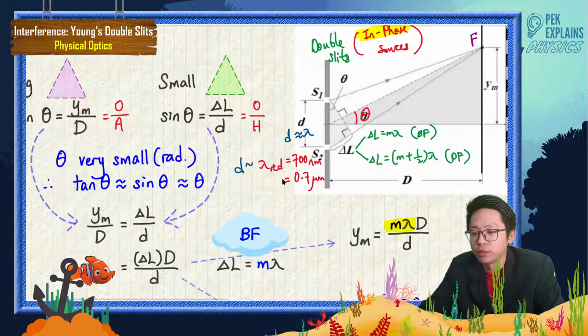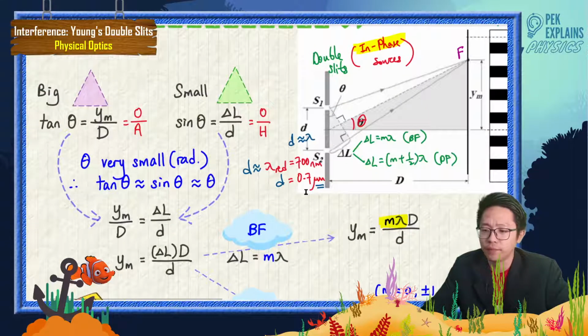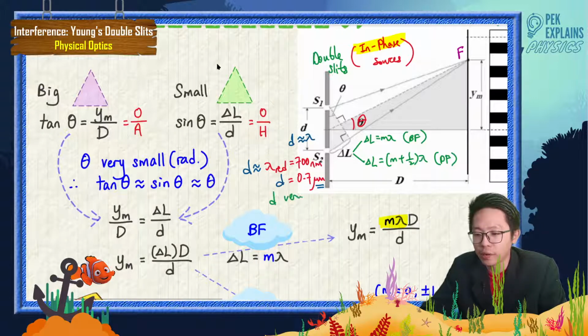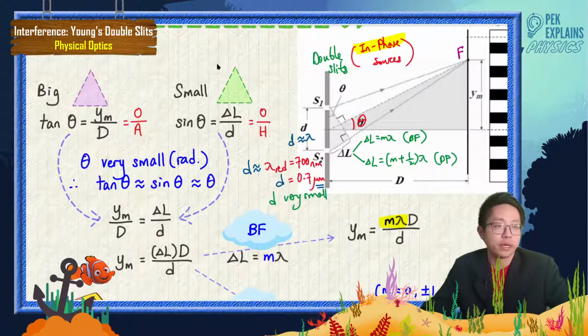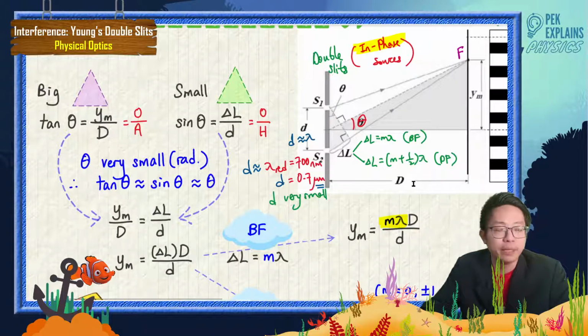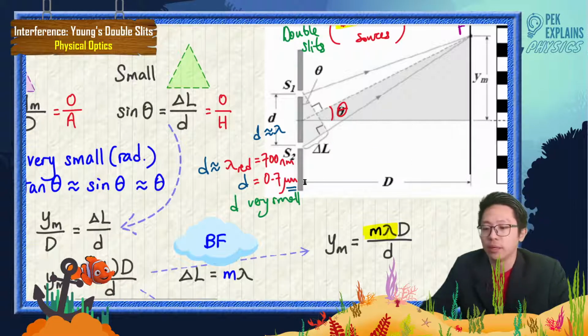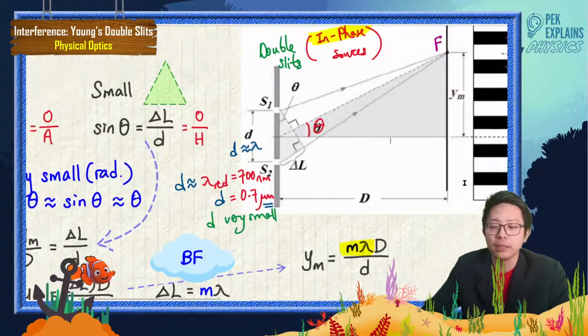The d needs to be almost equal to this wavelength, so d is measured in terms of micrometer. So it's very small. Can you see that? d is very small. But compare with the big D, which is the distance. Let me remove this first. Now compared to that, big D is very far away.